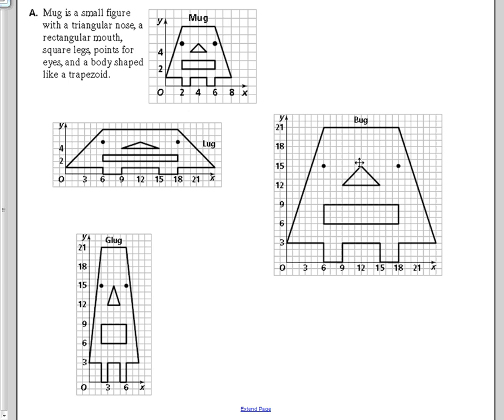Bug, we did 3x and 3y. Well, he's 3 times bigger. He's stretched out sideways and bigger. He is part of the Wump family for sure. He is a sibling, not an imposter. But Glug over here, he is a very tall imposter because our rule for him, if you go back to it, was x comma 3y. So he is 3 times taller than Mug because we multiplied 3 times the y-axis.